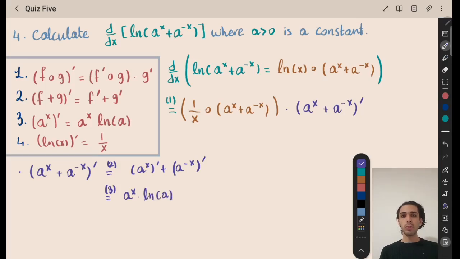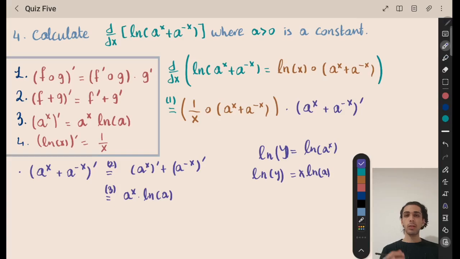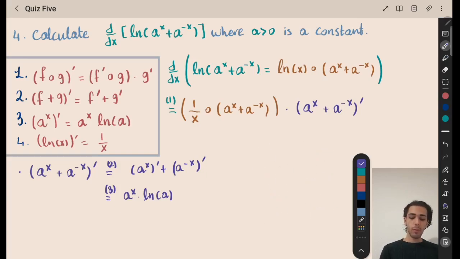This is something you can prove using implicit differentiation. So you would let y be equal to a to the x, and you would take the natural logarithm of both sides, and then you differentiate both sides and solve for dy by dx. And this is precisely, if y is equal to a to the x, then dy by dx is d by dx of a to the x. And that's how you do it. But that's of course a topic for another video as well.